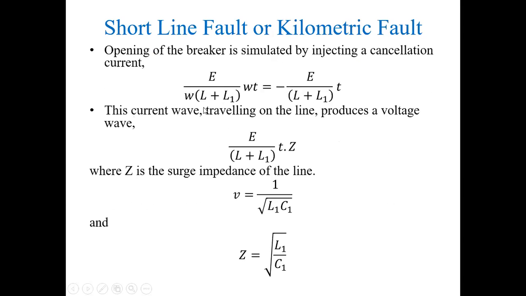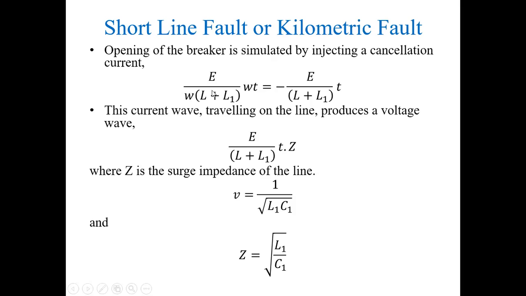Now, during the faulty condition, we know that the total current is equal to 0. How do we get the total current equal to 0? Opening of the circuit breaker is simulated by injecting a cancellation current. The magnitude of the current is given by E / (ω(L + L1)) × ωt, and this is the magnitude of the injecting current.